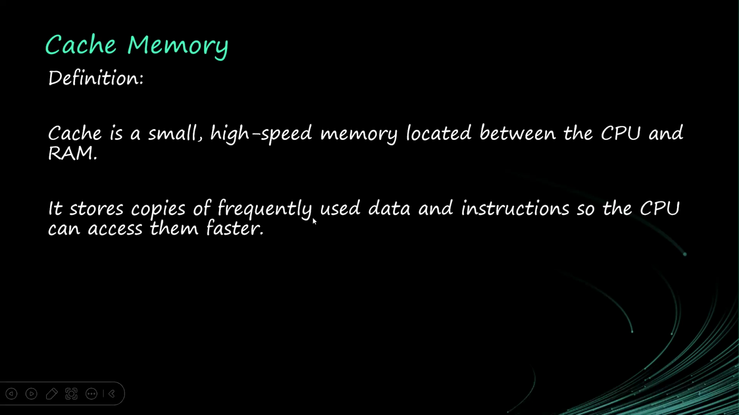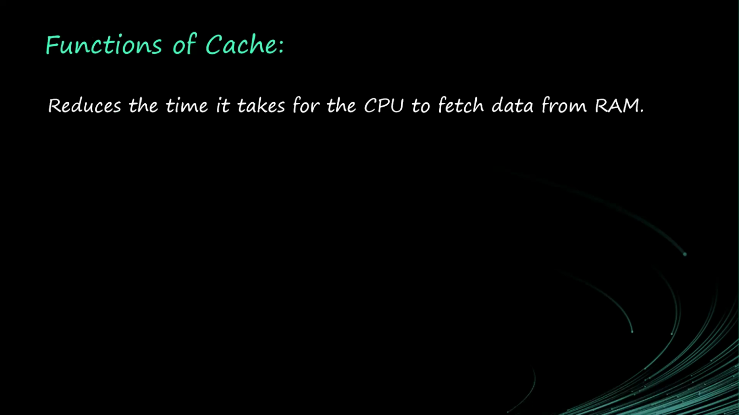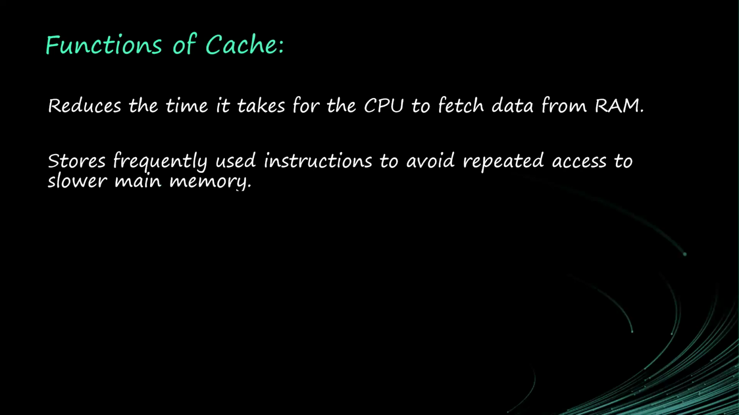It stores copies of frequently used data and instructions so the CPU can access them faster. Like I'm saying, if you don't understand this, no problem. I'm just introducing them. We are not going to be asking you questions on them. The functions of the cache: they reduce the time it takes for the CPU to fetch data from the RAM. You're going to understand better why that is. They store frequently used instructions to avoid repeated access to the slower main memory. They improve overall CPU performance.